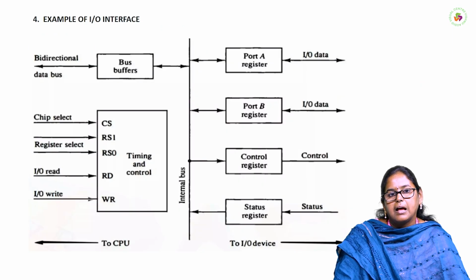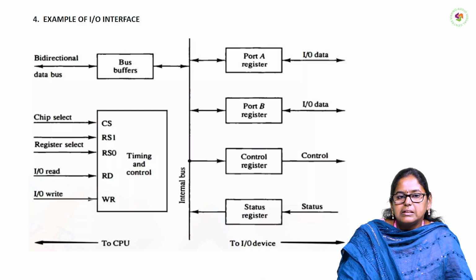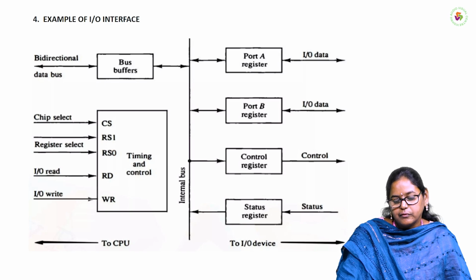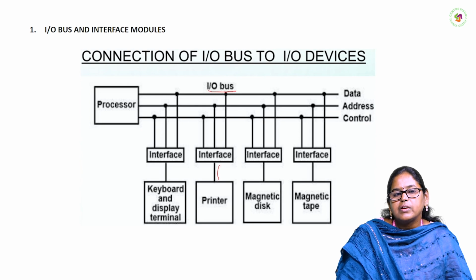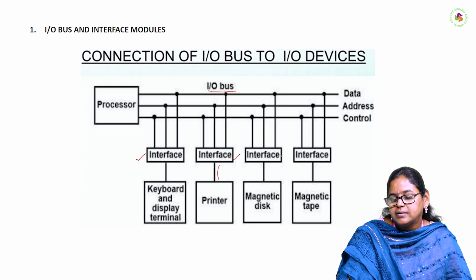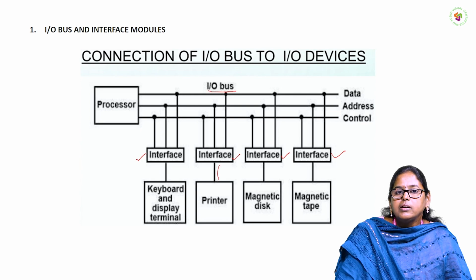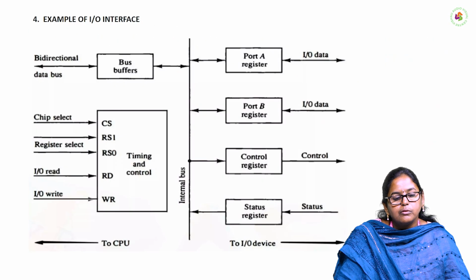And let us go with the fourth one, that is nothing but the example of IO interface. This particular diagram represents the circuit which is present inside the interface. Actually, here we have seen the diagram that shows an interface module is attached to each and every device. We can see each and every device is associated with an interface module. What circuit lies in the interface circuit? Here we are going to study that in the example of IO interface.